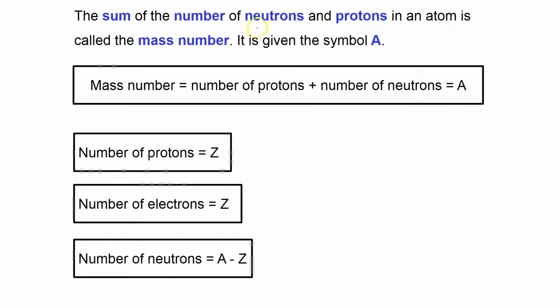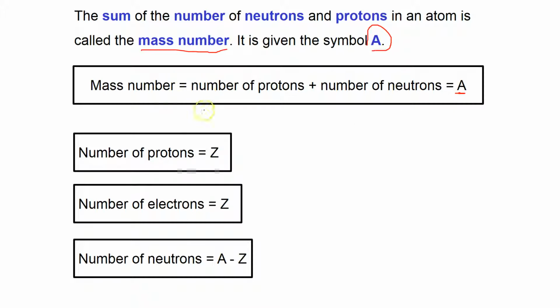The sum of the number of neutrons and protons in an atom is called its mass number. It's given the symbol A. So the number of protons plus the number of neutrons equals A. Now, as protons and neutrons both have a mass of about 1 AMU, the mass number will be approximately equal to the mass of the atom in AMU.